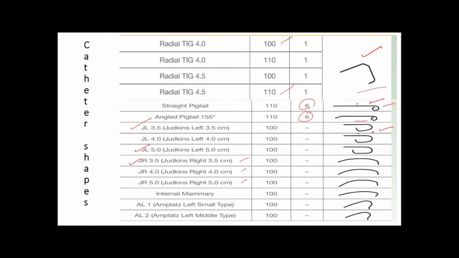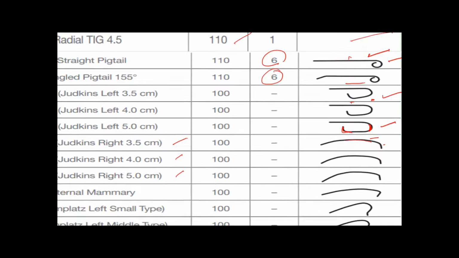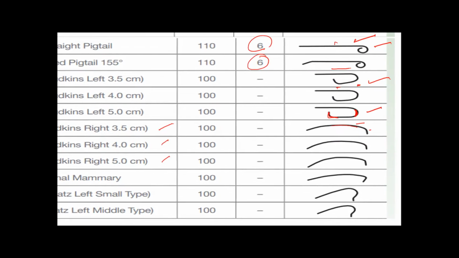So you can appreciate the difference. If you see here, this is the JR curve, which has a primary curve here and a broader secondary curve. In the case of the JL catheter, you have a 90-degree primary curve and an almost 180-degree secondary curve here. This is JL. And then you have an internal mammary catheter, which has a broad secondary curve and an acute primary curve.